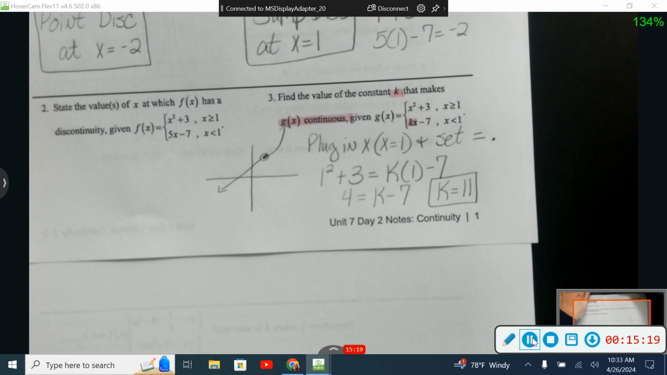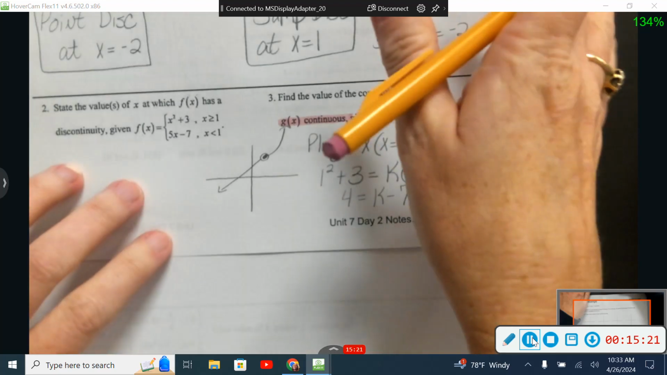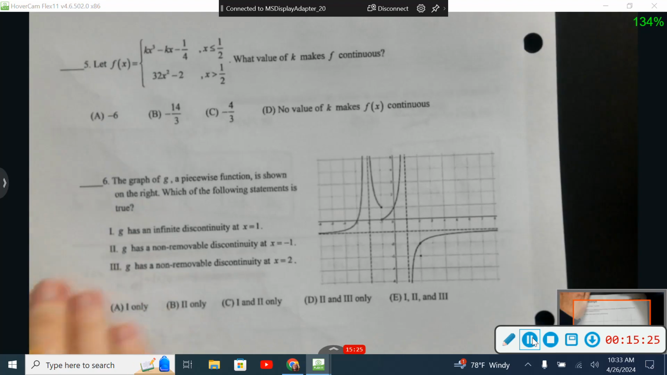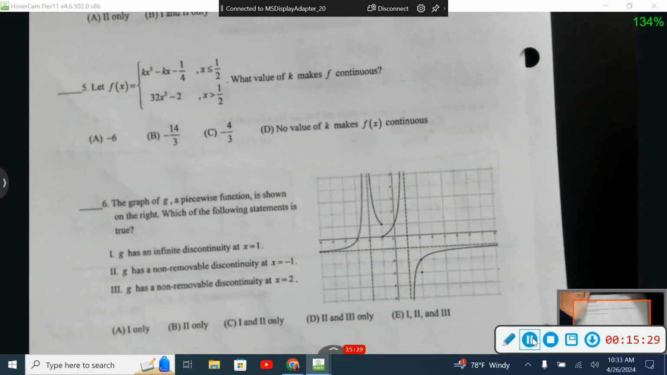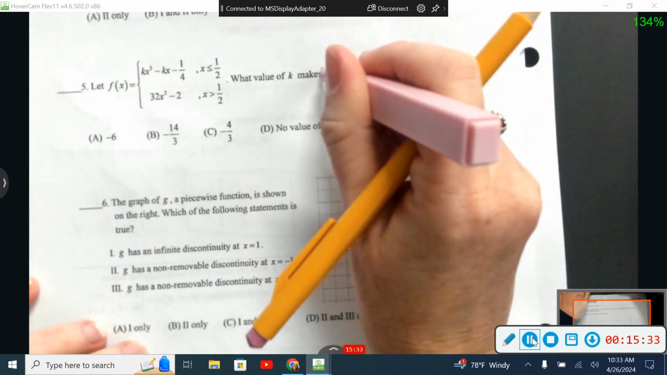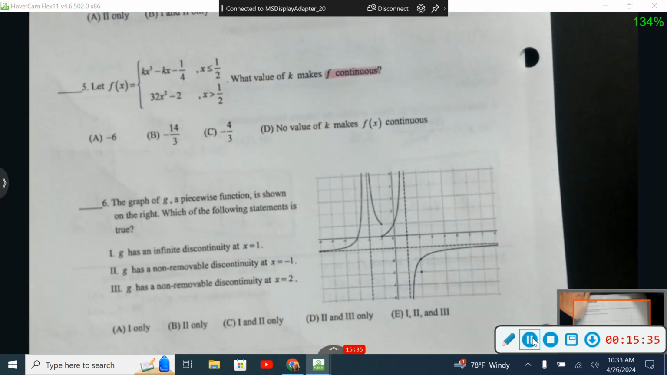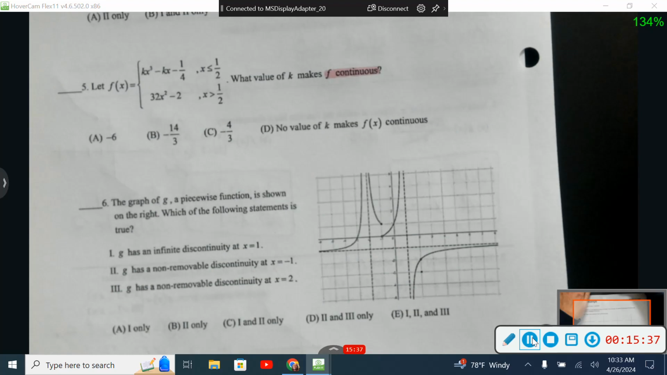Turn over to the back side, and I'm going to start with number 5, because number 5 is really the same question. It's just that the values they've given us are a lot harder to work with. So I want to give you some hints on this. I'm still looking for where f is continuous. I'm looking for where I have a continuous value for my function f.